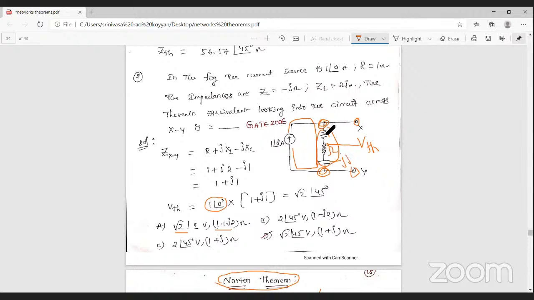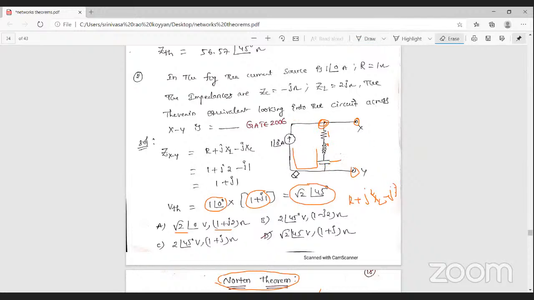So here both are in series, so R plus jXL minus jXC. So XL value is 2, XC value is 1. So that's why 1 plus j1. Then multiplying by 2, you get √2 at an angle 45. That is the voltage. Next one, impedance.